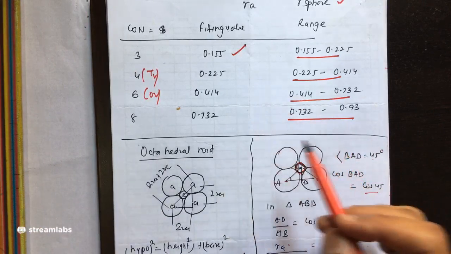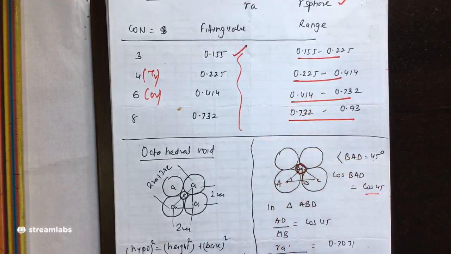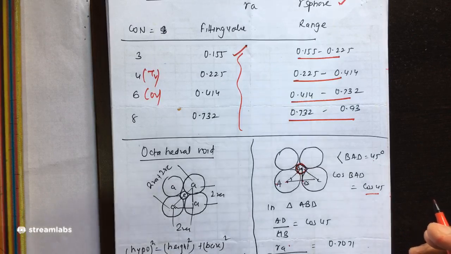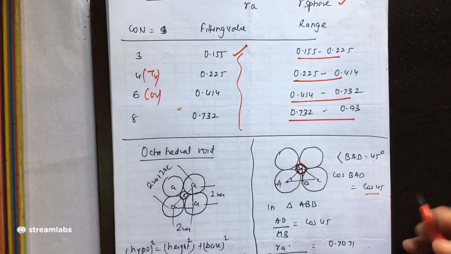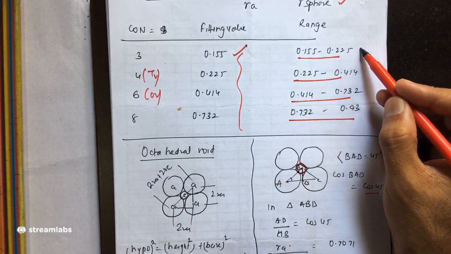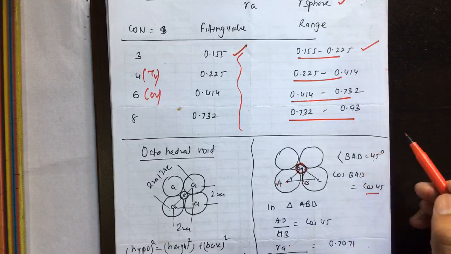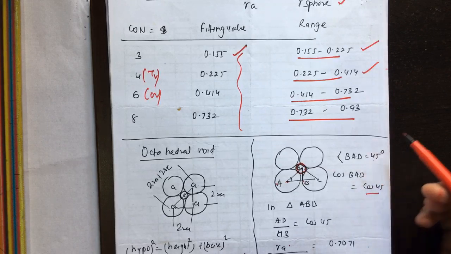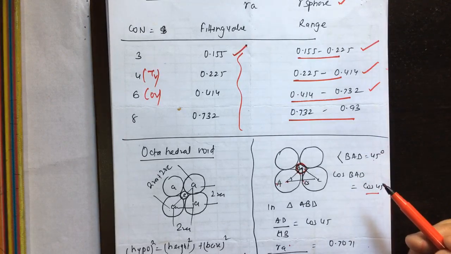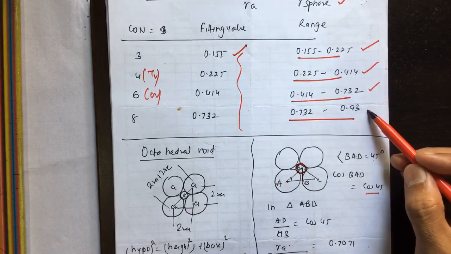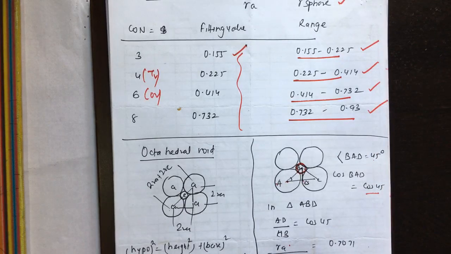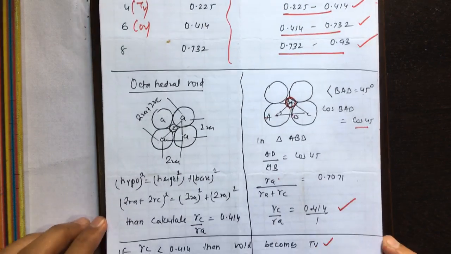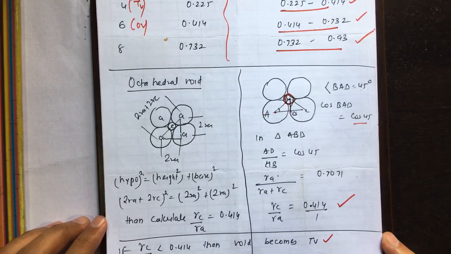So what is a fitting value? All these are called fitting values. The range of each void is up to the value of the next void. So this range is 0.155 to 0.225, this is 0.225 to 0.414, this is 0.414 to 0.732, and this is 0.732 to 0.93. So this is the fitting value or the void value.